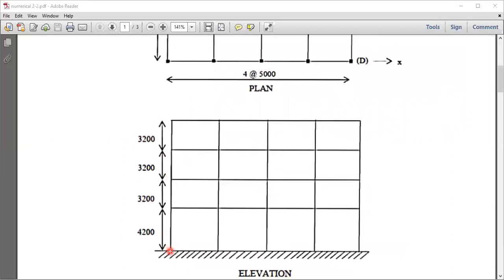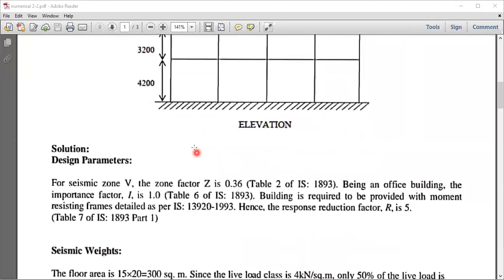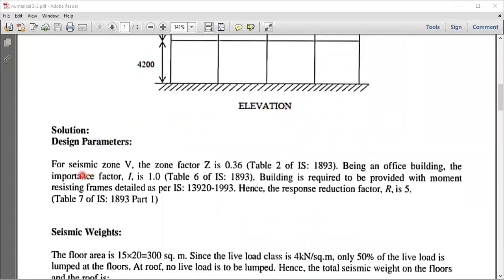This is the elevation, that is, the ground story is 4.2 meters. First story is 3.2, second story 3.2, and the last one is also 3.2, something similar to our previous example. So coming to the solution, for seismic zone 5, the zone factor is 0.36.